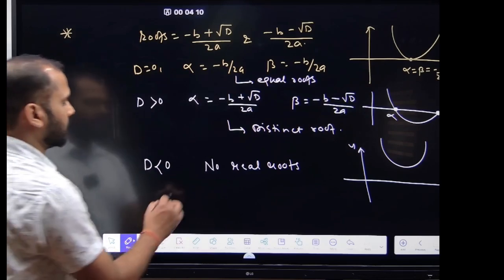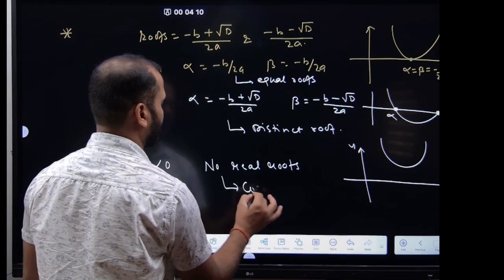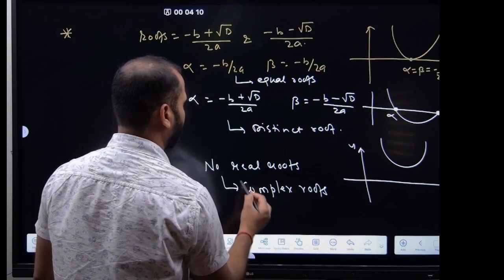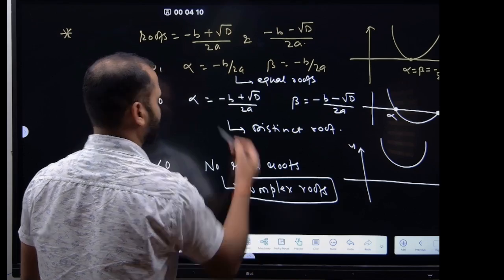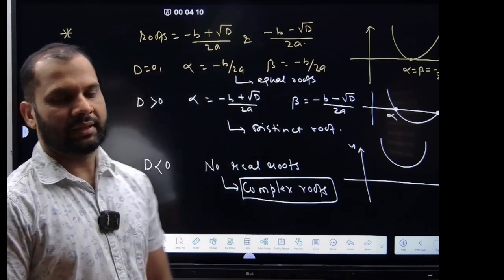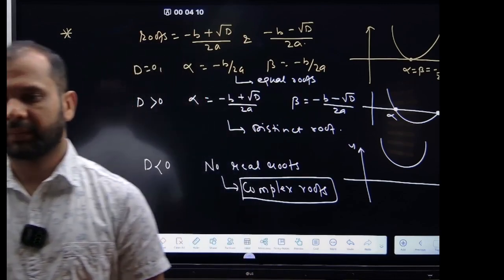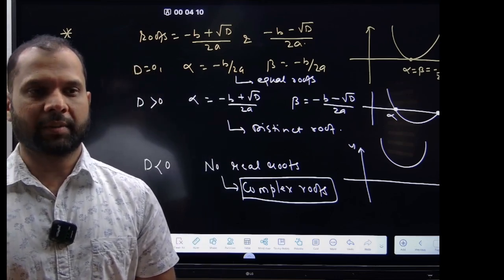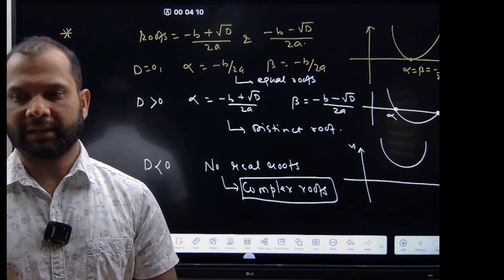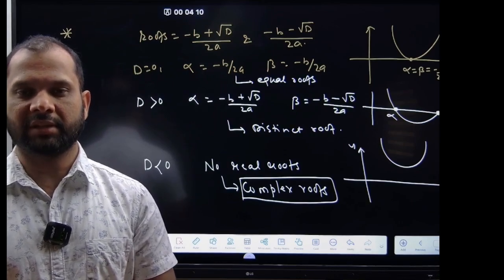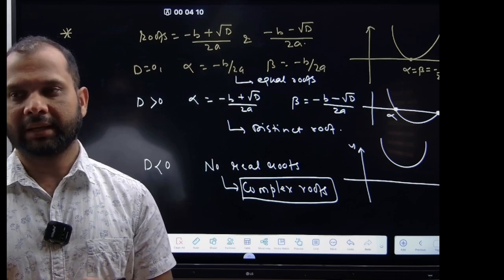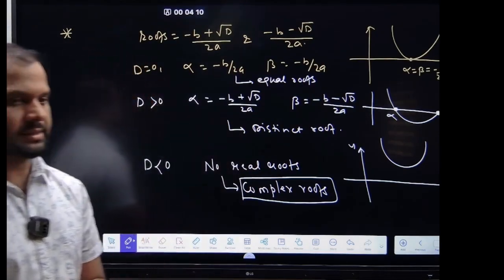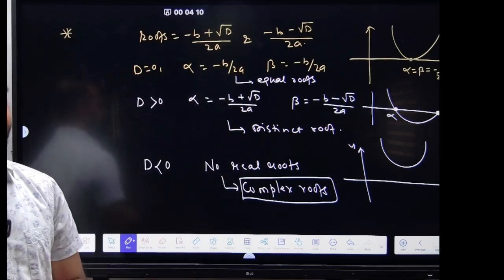So no real roots means complex roots will be there. This complex root we will understand in the complex number chapter. First we have to understand these roots, and then we will move to the complex root, right? As of now I taught you how the roots of a quadratic equation can be calculated and what that means. If d is 0, equal roots. If d is less than 0, no real roots. If d is greater than 0, two distinct roots will be there, meaning it will intersect the x-axis at two different points. Here it won't intersect the x-axis.